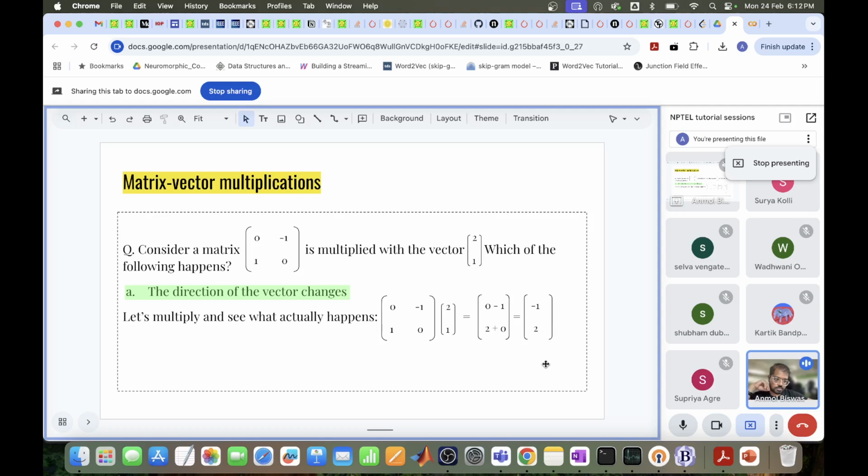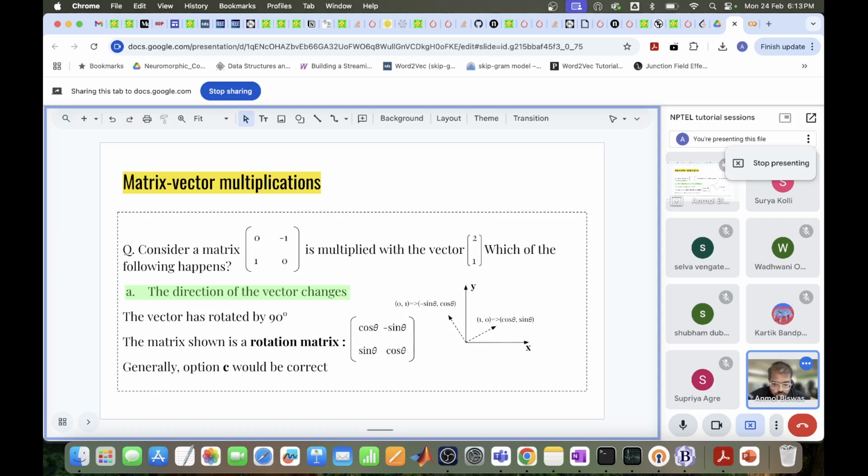And we can obviously see that the magnitude doesn't change, right? So what is the magnitude of vector? Magnitude of vector is nothing but square root of the sum of squares of all the individual elements in the vector, right? So the magnitude of this vector is square root of 2 square plus 1 square, which is square root of 5, which is the same as magnitude of the resultant vector, right? Which is also square root of 5. So the magnitude has not changed, right? What has changed is the direction.